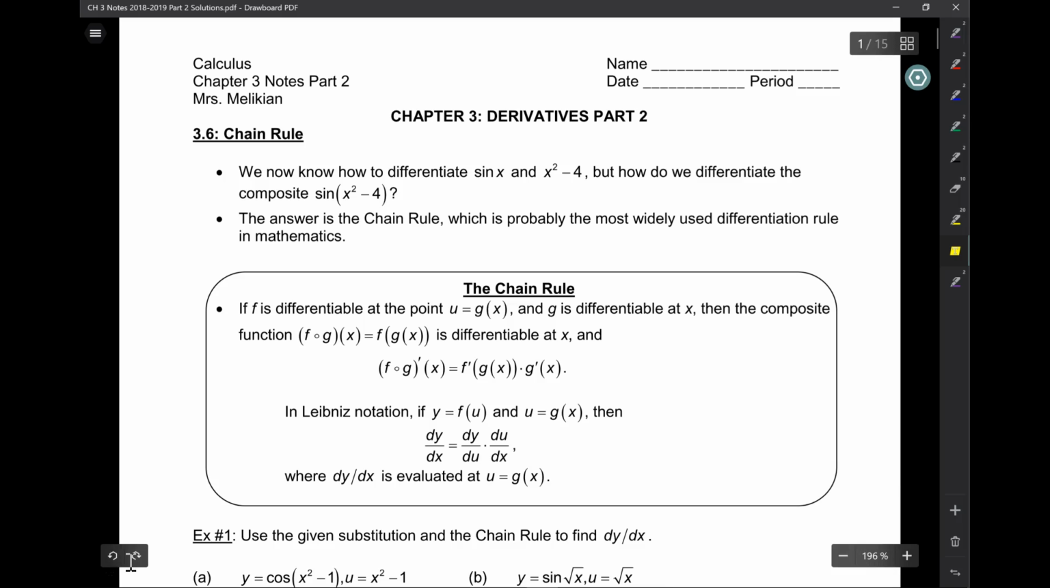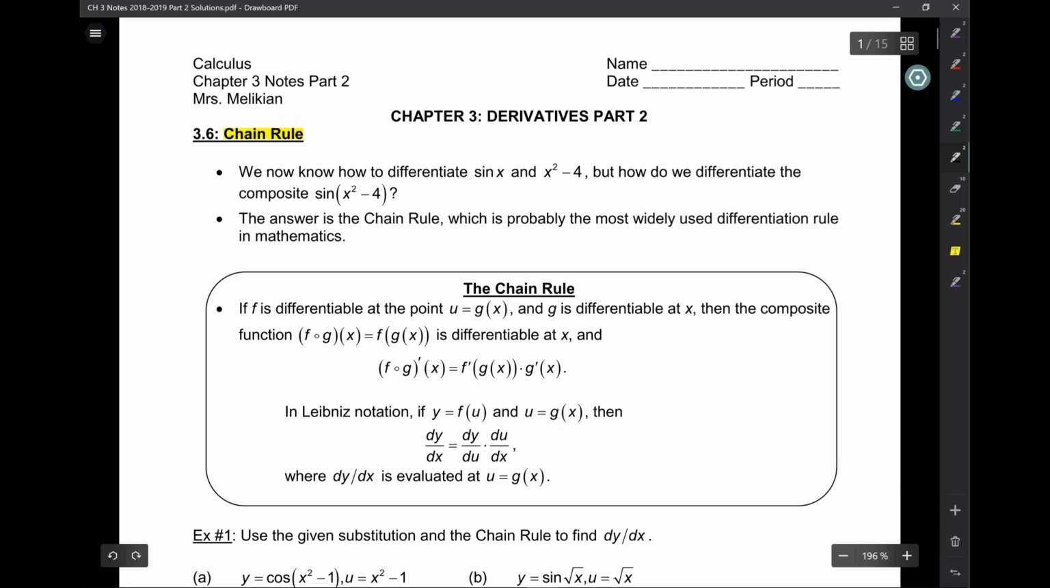All right, so in this section we talk about the chain rule, okay? Just a beautiful, beautiful thing, this chain rule. Previously we learned how to differentiate sine of x, right? What did differentiate mean? Find the derivative. And we learned how to differentiate x squared minus 4, right?